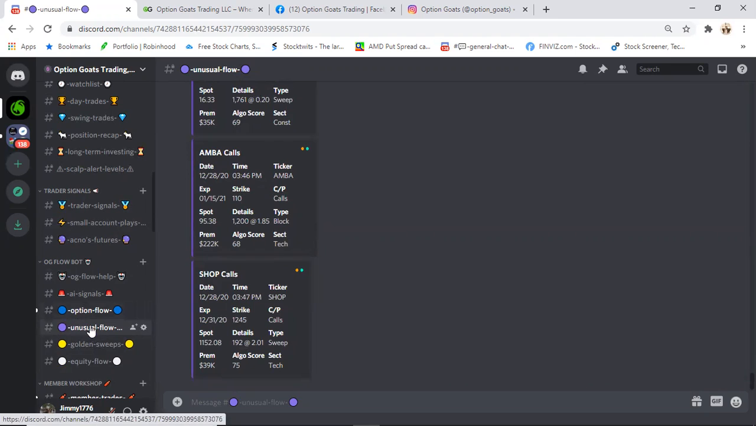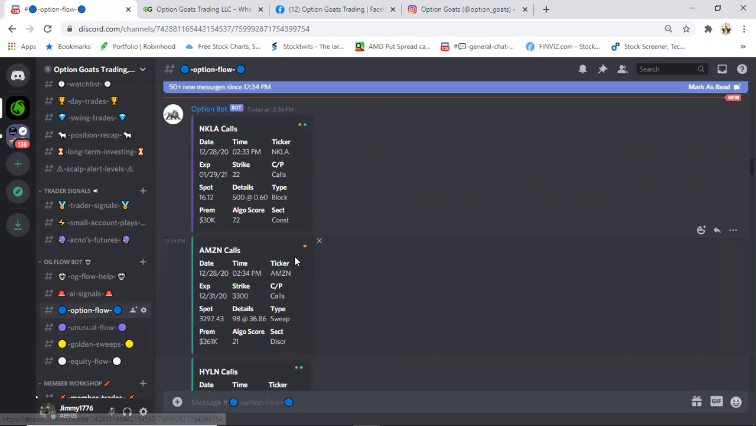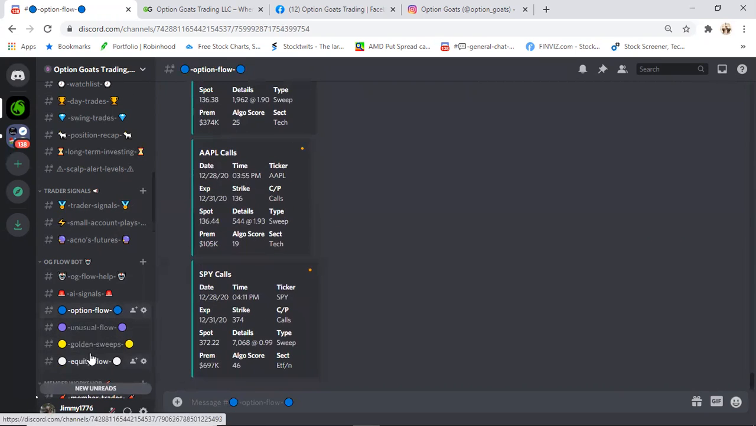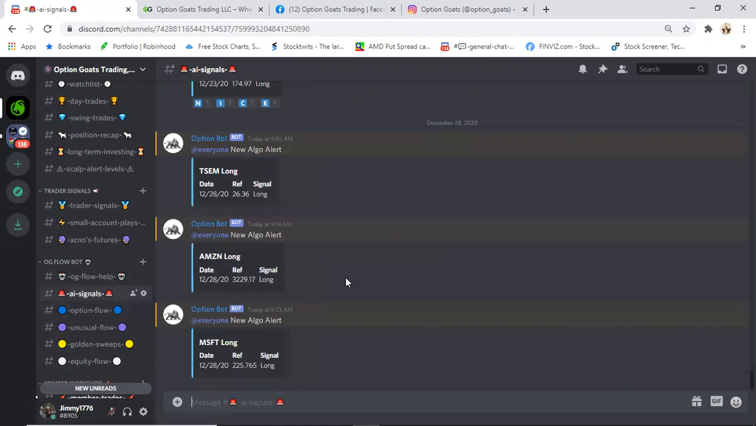So one level lower than unusual flow would be option flow. Lower premiums, smaller amounts. Like I said, it starts out with golden sweep, unusual, and then option. AI signals. Included with our technician that does this, they take all of the option flow, unusual flow, and golden sweep, right? They take all of that information and throw it into an AI bot.